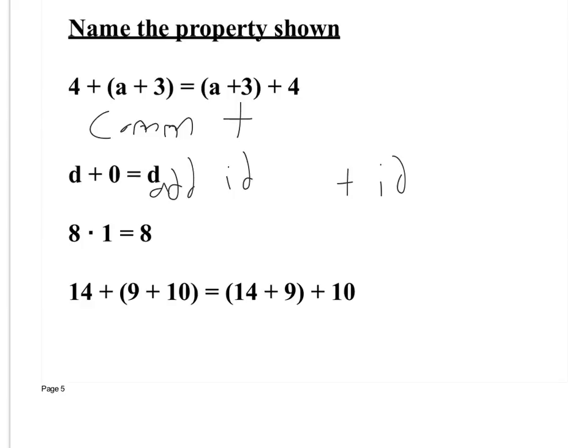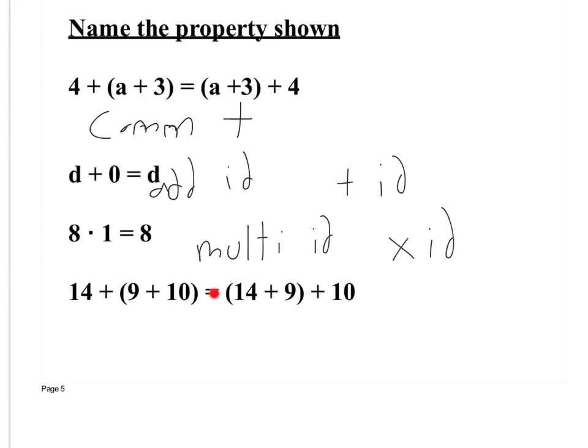8 times 1 equals 8. Someone raise your hand besides Alan and tell me what that is. Camden? Identity property. Which one? Additive or multiplicative? Multiplicative, right? So I can write MULTI, ID, or you can write the times symbol and ID. It doesn't matter to me, as long as you try to relay the message that this is multiplicative identity. Because I'm timesing by a number, but I'm not changing the answer.